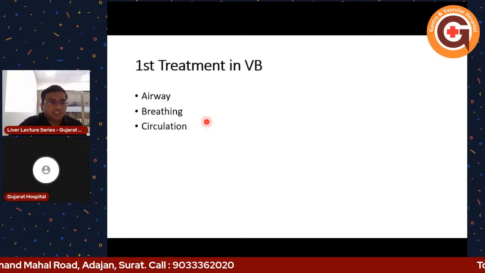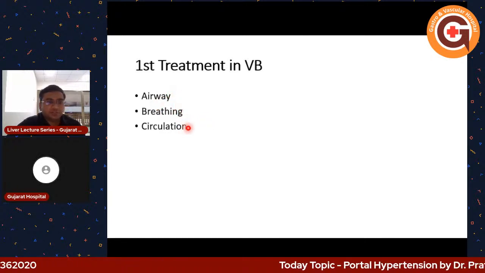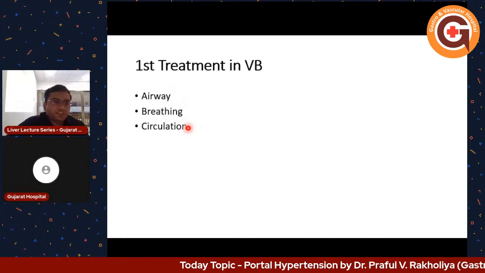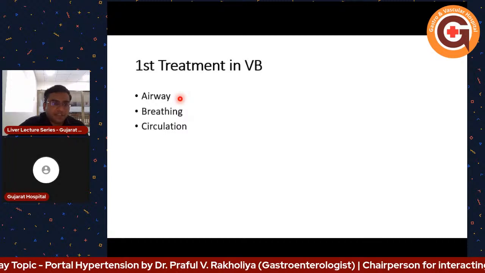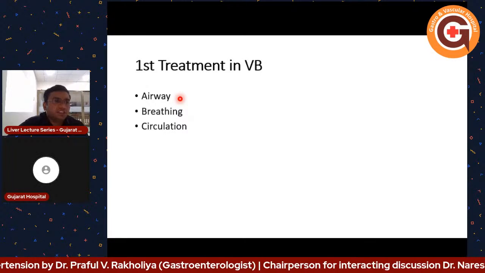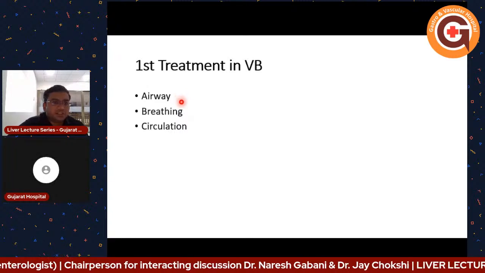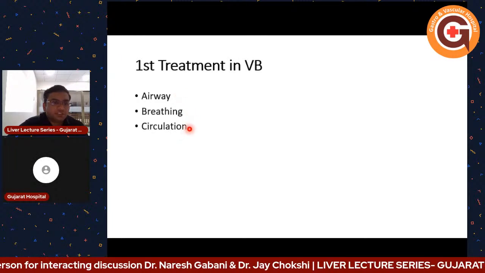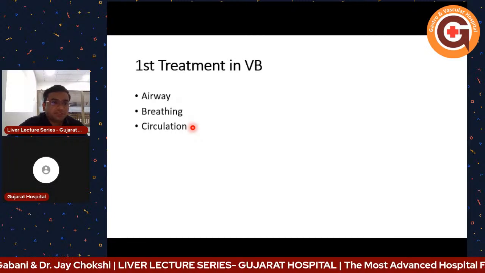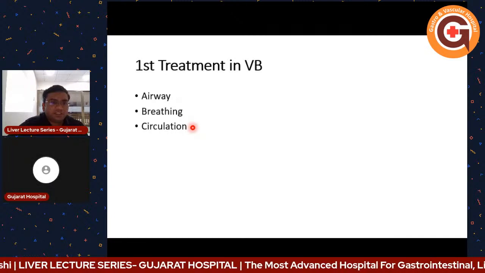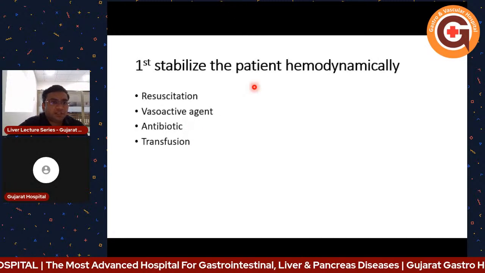What will be the first line treatment in variceal bleeding? First is ABC: airway, breathing and circulation. The first priority will be airway maintenance, because there is increased risk of aspiration because of ongoing bleeding. The second priority will be circulation. The patient will be hemodynamically unstable due to massive hematemesis, so we have to resuscitate the patient, and if required, do a blood transfusion.